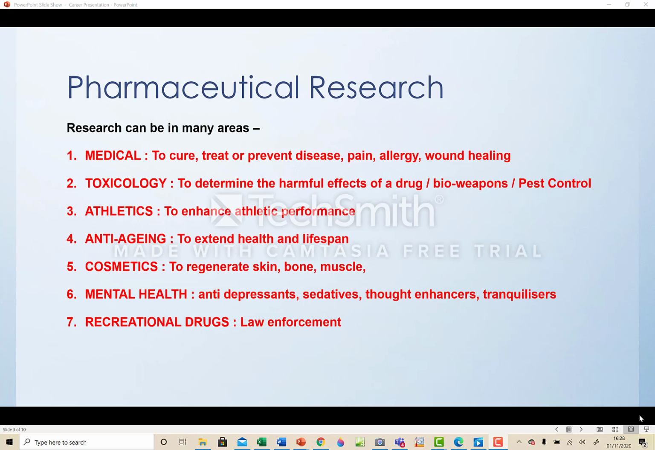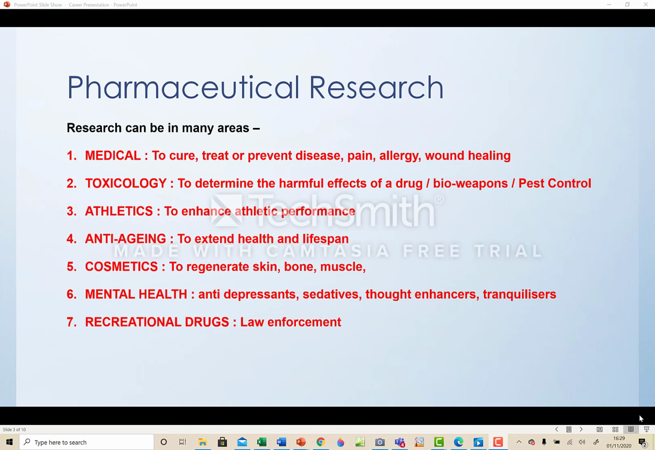Not all applications are to do with helping people who are ill to get better. Some applications are to do with helping healthy people become even more healthy. For example, using drugs to enhance athletic performance by increasing strength, speed, and endurance. Or using drugs to upregulate repair in the human body so people get an extended health and an extended lifespan.